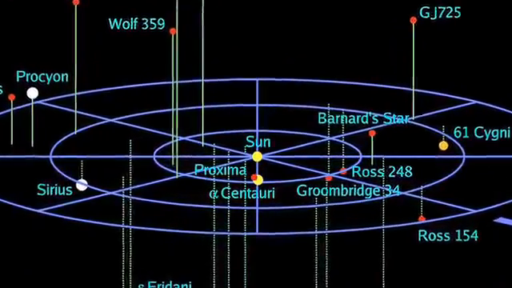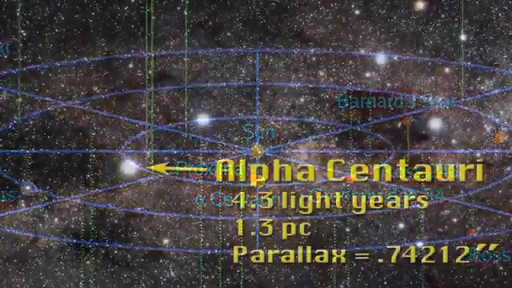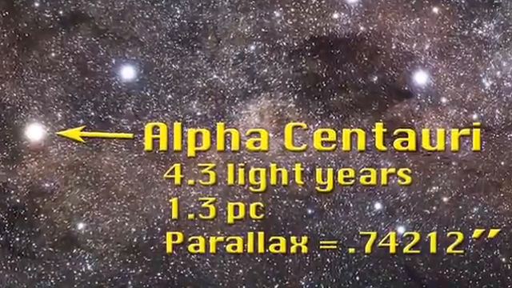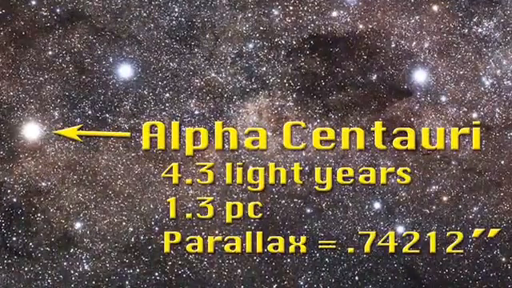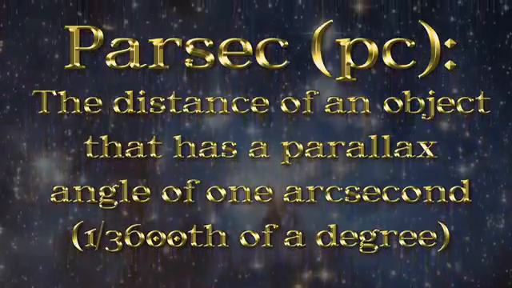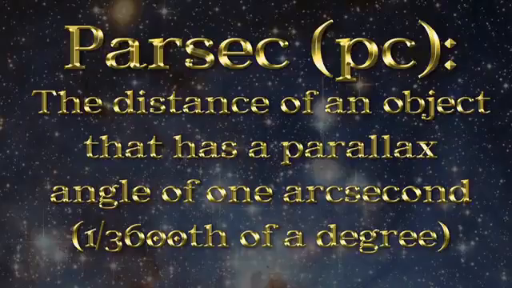Even for nearby stars, the parallax angle is very small. For example, Alpha Centauri, which is the nearest star system to us, has a parallax angle that's less than 1 arcsecond. For a star to have a parallax angle of 1 arcsecond, it would have a distance of 3.26 light years. In fact, that distance, 3.26 light years, is called a parsec, meaning it has a parallax angle of 1 arcsecond.